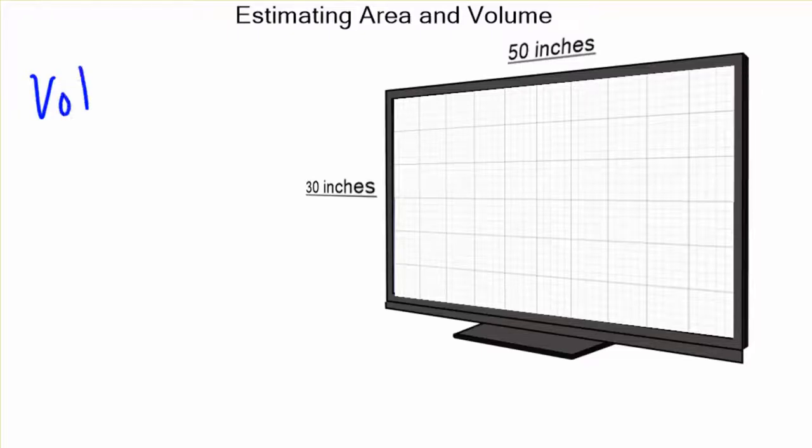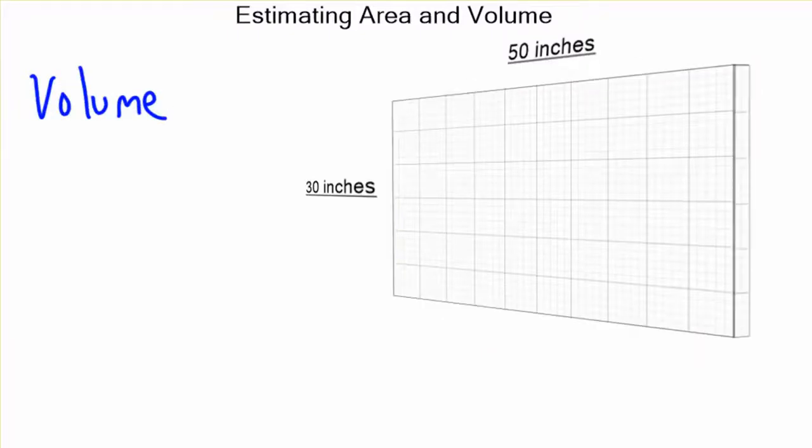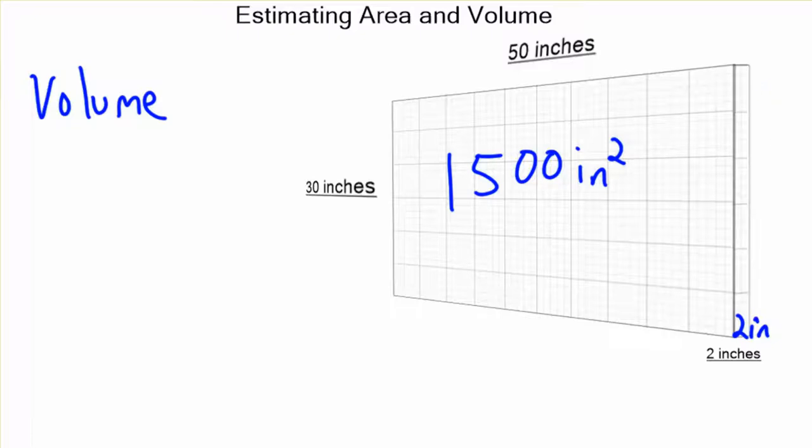Well, what about the volume? Let's try and estimate that. Let's say it's 2 inches deep, 2 inches thick. So our front surface is 50 times 30. That's 1,500 little squares. That also means that there's 1,500 cubes in the front. And we're going to multiply that times 2. And so the total number of cubes that there are is going to be 3,000. 3,000 cubic inches.